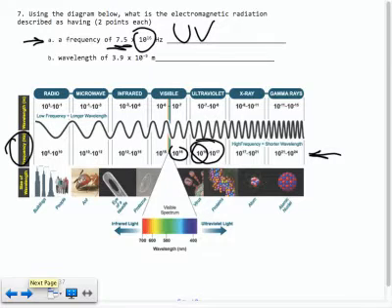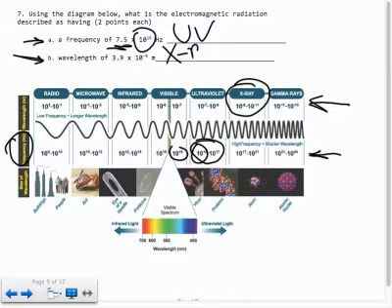Electromagnetic radiation with a wavelength of 3.9 times 10 to the negative 9th meters. If we look along the chart here, the wavelengths are on the top. Negative 9 falls between negative 8 and negative 11, which would put this in the range of X-rays.